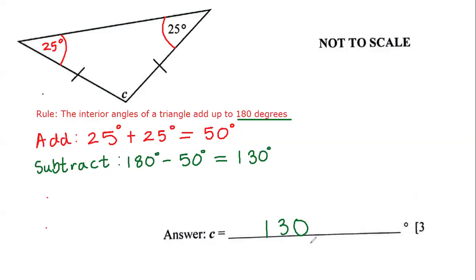You add 25 plus 25 to give you 50, and then because the whole triangle works out to 180, you subtract 50 from 180 to find the value of C, and then you get 130. Very good. So that means that C is equal to 130. Why did we say that both sides are equal to 25? Anyone can answer. Why did we say that both angles are equal to 25?